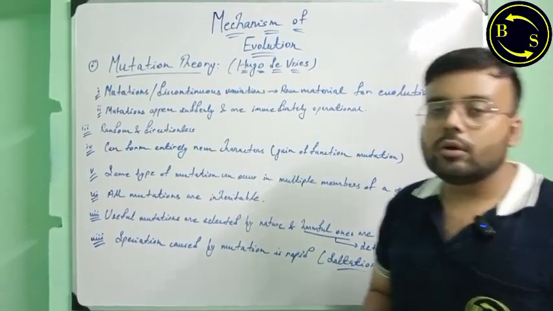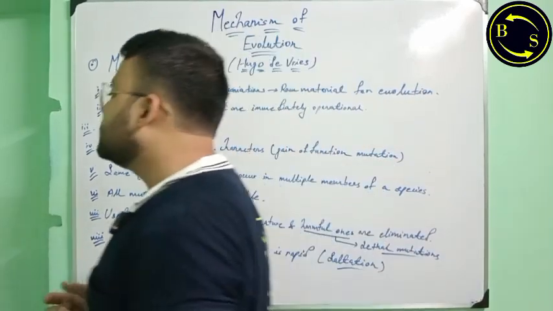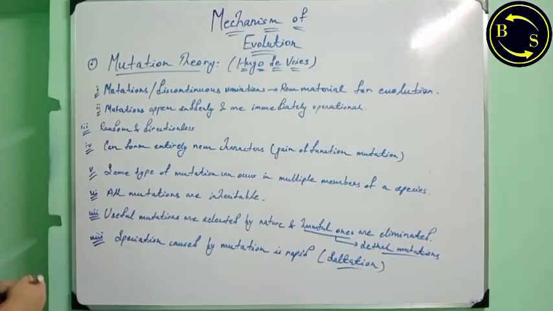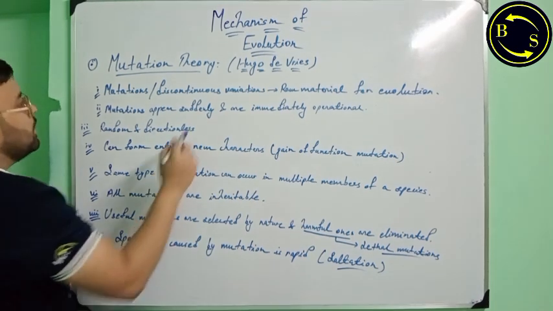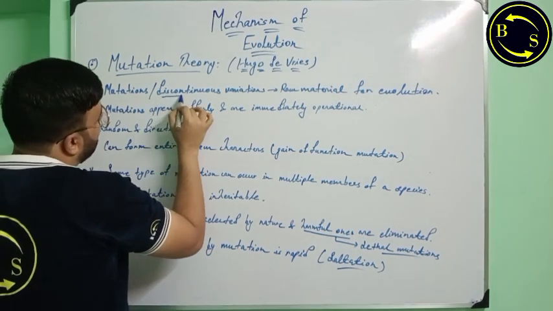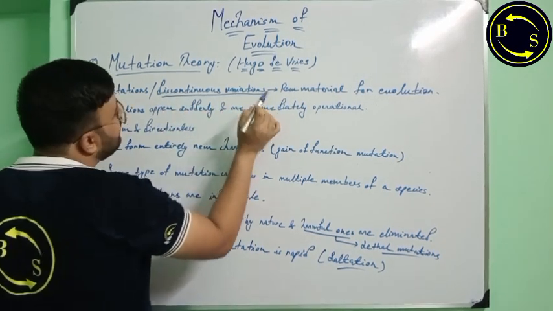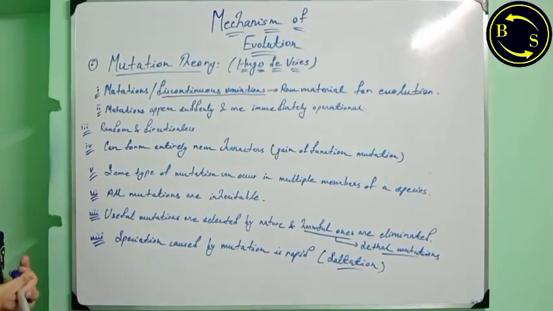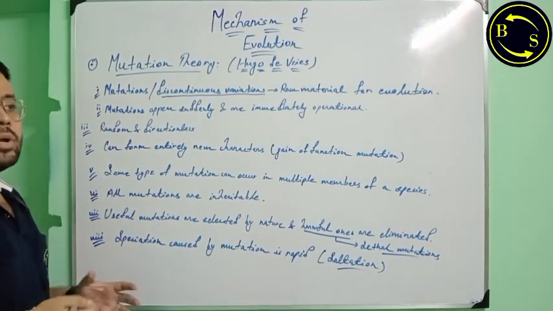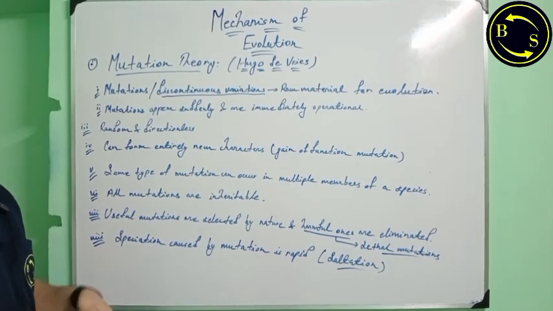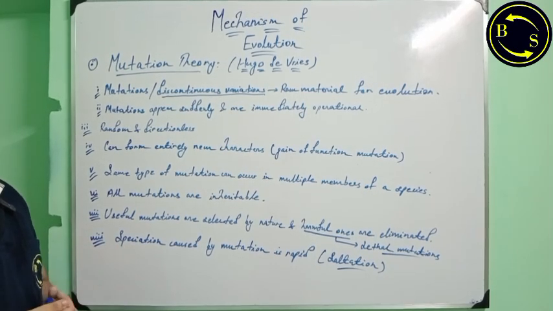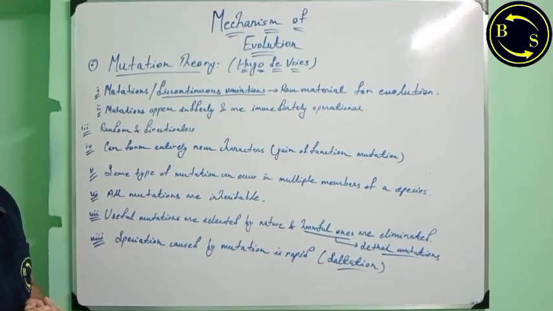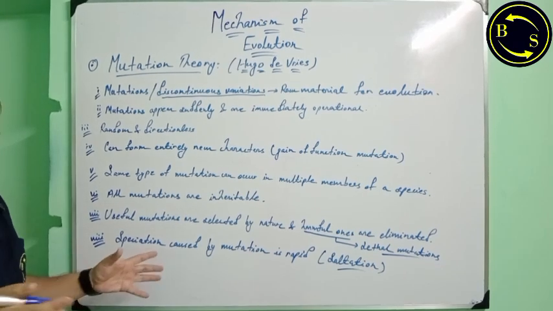So let us now look into the salient features of the mutation theory. The first point is that mutations are discontinuous variations. Hugo de Vries named mutations as discontinuous variations because they are not gradual. Mutations arise suddenly, randomly, can arise in anybody, and they do not follow any pattern.